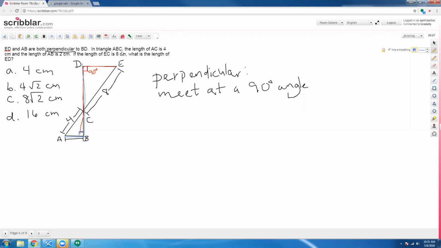So in triangle ABC, the length of AC is 4 centimeters, and they already have that labeled for you. A to C is 4. And the length of AB is 2 centimeters, which I forgot to label when I was drawing it out, but we can label it right now. A to B is 2 centimeters. If the length of EC is 8 centimeters, what is the length of ED? So they want this side up here.